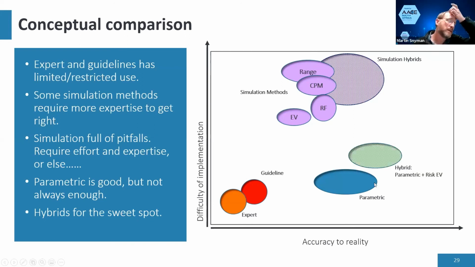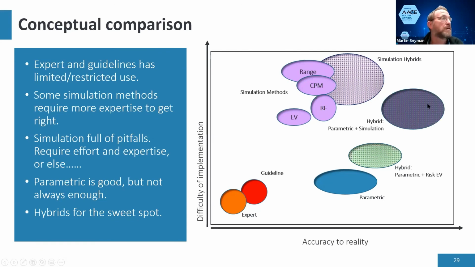Then you get the other hybrid, which also works very well, especially in your early stages: a parametric with a risk register for those few project-specific risks. And then the ultimate one is where you combine the simulation and parametric. So typically, if you've got a large mining project, you should have a combination of the simulation methods and a parametric for the systemic risks. And then you get something that really predicts the reality.